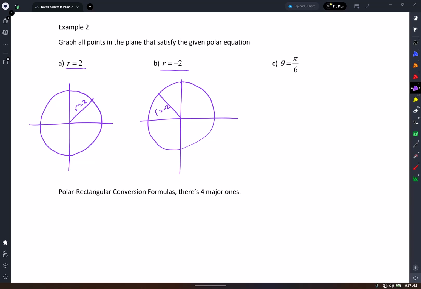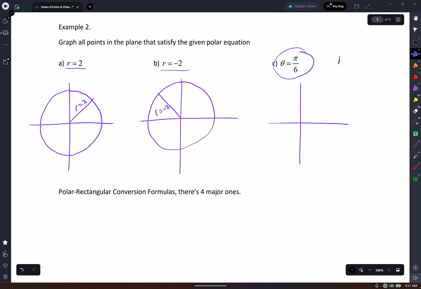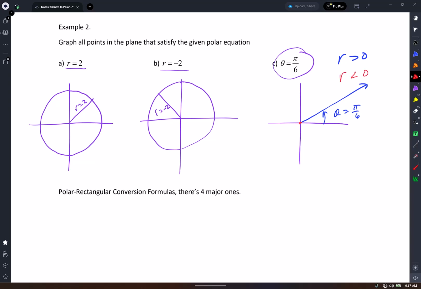All right. This time they give you an angle. Do they give you a radius? So you're just going to go along the line theta equals pi over 6. I'm going to color code this one. Put it in blue. If r is greater than 0, I look like this one. And then I'm going to color the next one in red. If r is less than 0, I look like this. If they don't tell you an r, it's just going to be that line all the way.